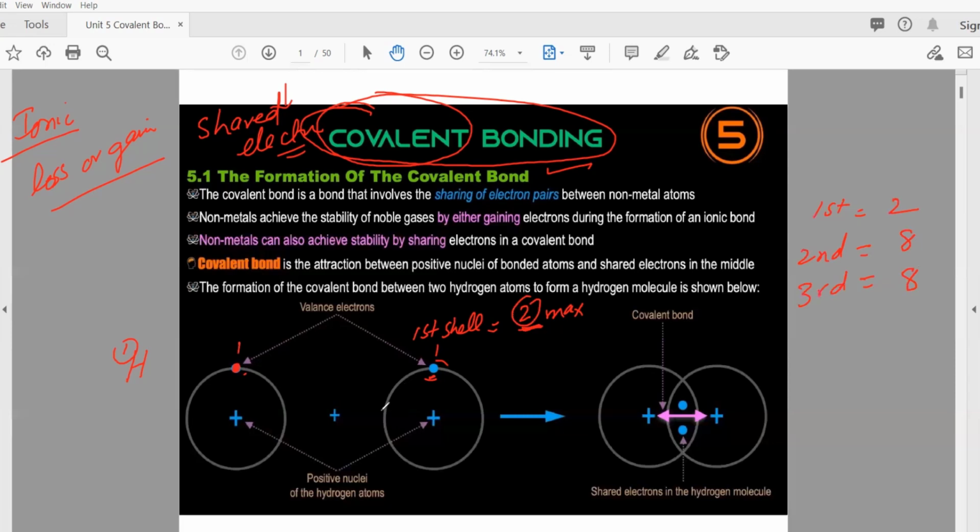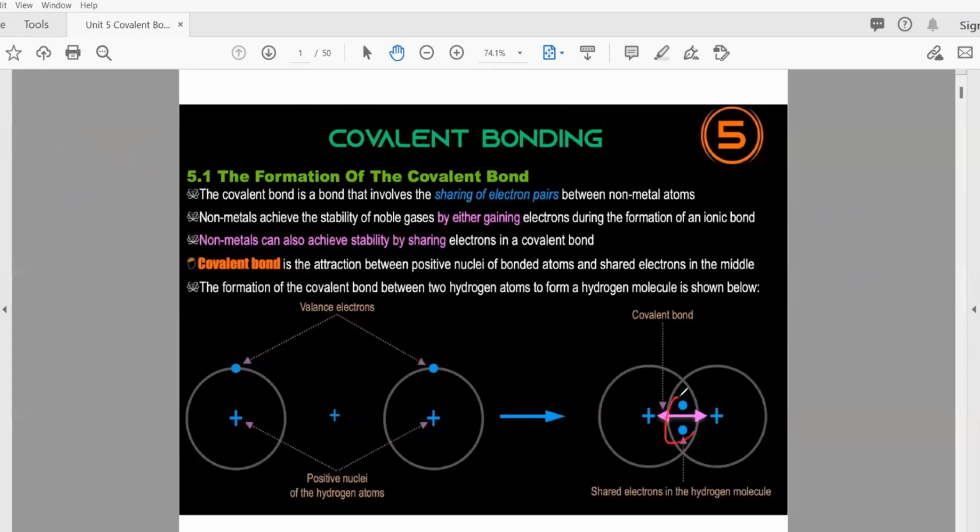So now what will happen? These two hydrogen atoms will come in such a way that their last shells overlap each other. This is one hydrogen atom, and this is another hydrogen atom. Their first shells are overlapping. How many electrons do they have? One each. They come to the center, and now these two electrons make a pair of shared electrons.